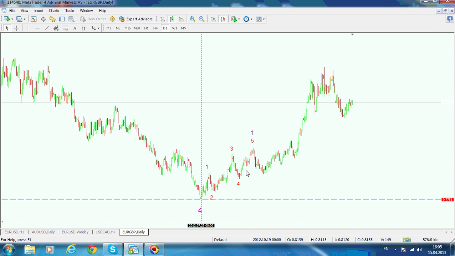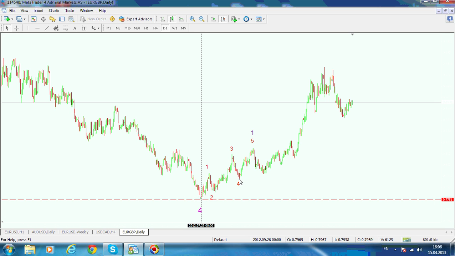Now this structure in here that you see with 1, 2, 3, 4, 5 waves to the upside, 5 red waves to the upside, is called the leading diagonal, and the leading diagonal has the following properties. The corrections are quite abrupt. I mean, they correct quite a lot of the previous wave. You see the second wave in here correcting quite a lot of the first wave, and the fourth wave in here correcting also quite a lot.